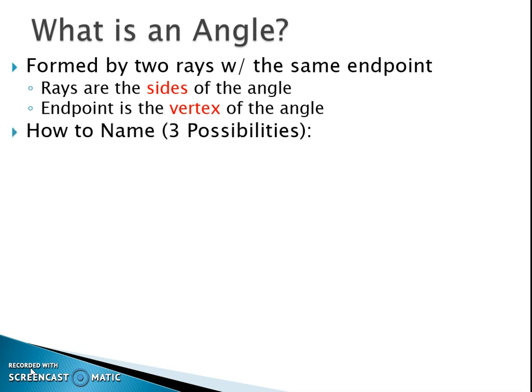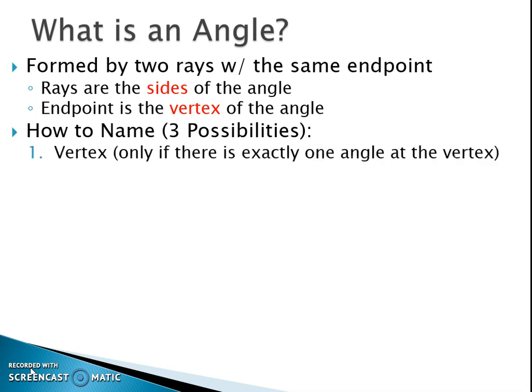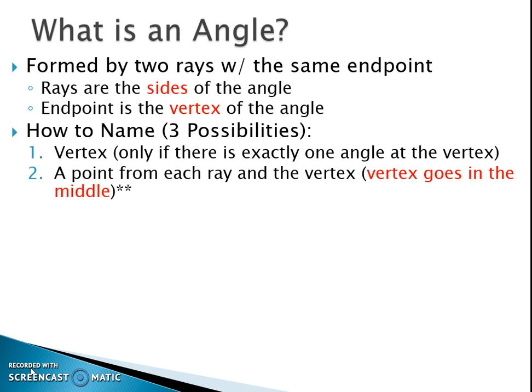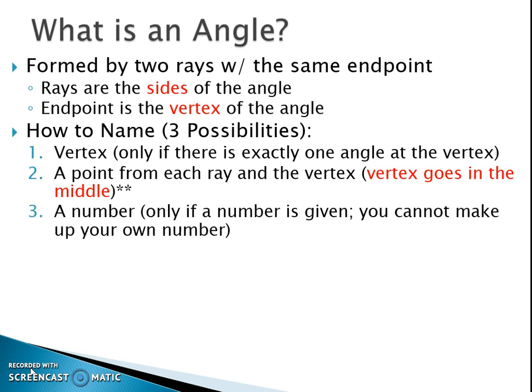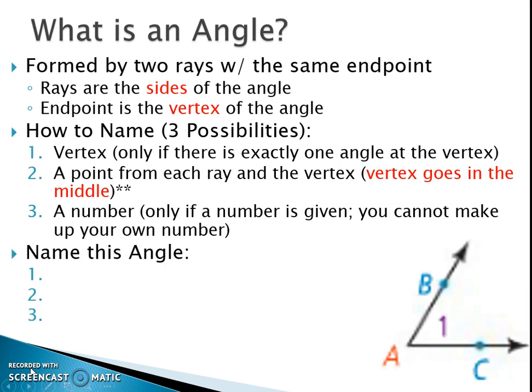How do we name an angle? There are three possibilities. Number one, the vertex. You use the vertex only if there's exactly one angle at the vertex. Number two, a point from each ray and the vertex. The vertex goes in the middle. Number three, a number, only if a number is given. You cannot make up your own number.